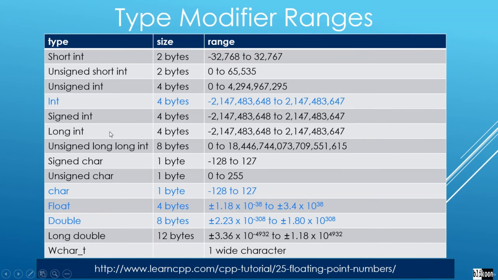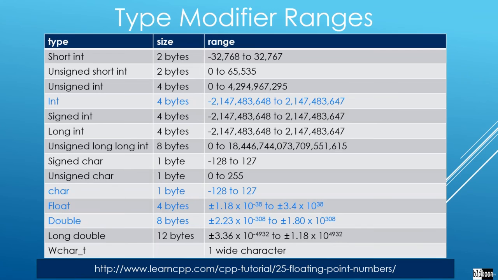You can also make it long, which really doesn't do anything in our case here. But on some platforms, this might increase the size in memory. When you make it long, it becomes 8 bytes. And if you make it unsigned, it only stores positive numbers. I hope this makes sense.